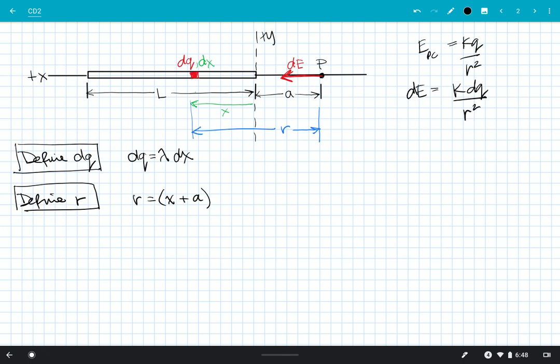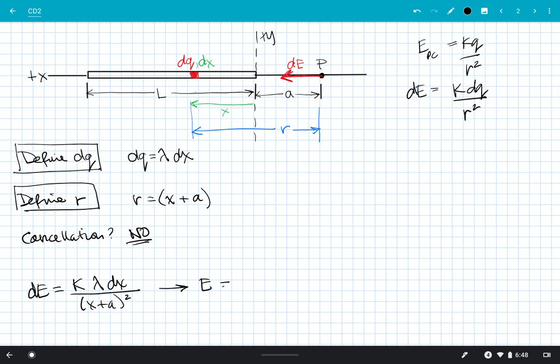Okay. So then I can write my dE, and is there any cancellation? Let's pause and think about that. Surviving component, is there any cancellation? No, we don't have any cancellation, just for the same reason that we had last time. So I can write my dE. My dE would be equal to k times dq, which is going to be lambda dx, over r squared, which in this case is x plus a squared. So that should give me a pretty simple integral there.